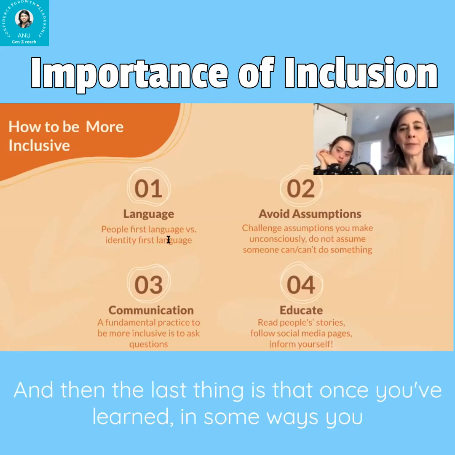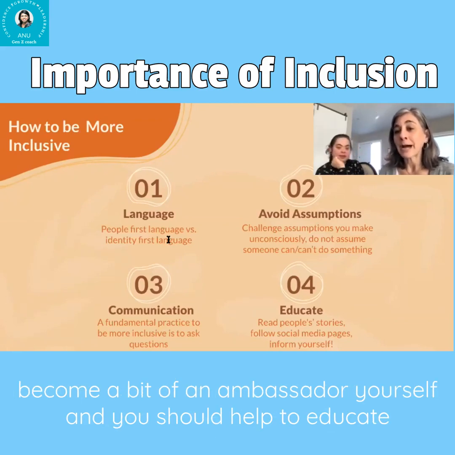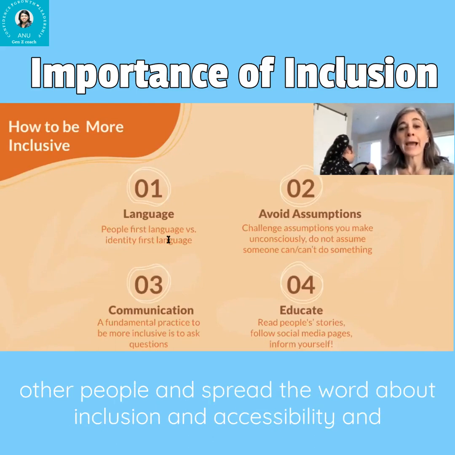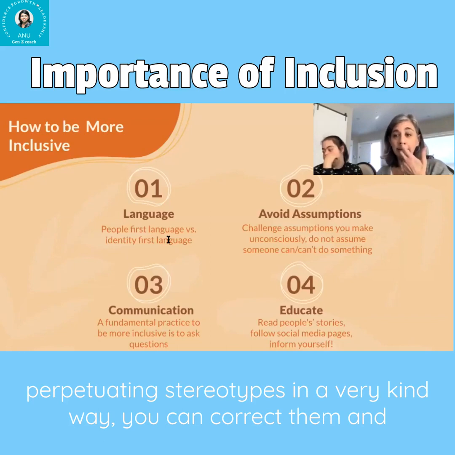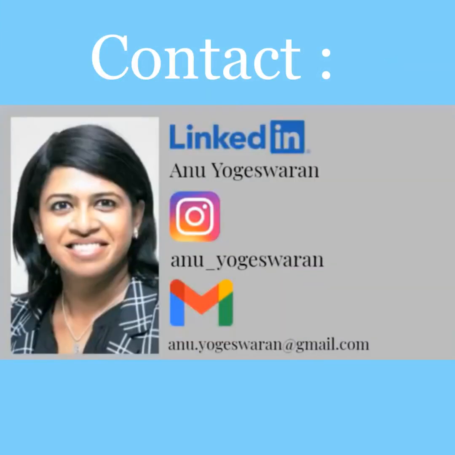And then the last thing is that once you've learned, in some ways you become a bit of an ambassador yourself, and you should help to educate other people and spread the word about inclusion and accessibility and difference. And when you see somebody saying the wrong thing or perpetuating stereotypes, in a very kind way, you can correct them and help to educate them as well.